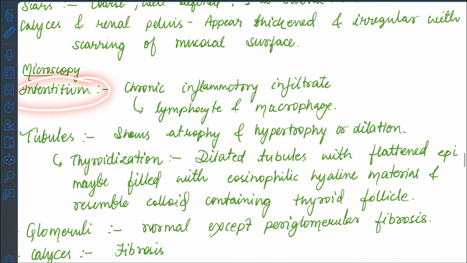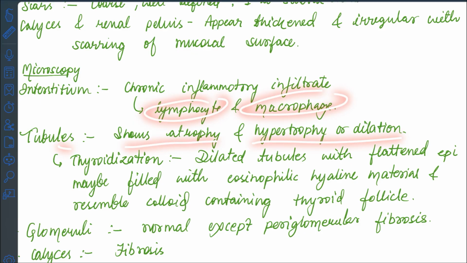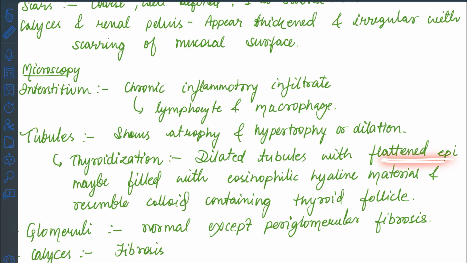Microscopic features: in the interstitium, there is infiltration of chronic inflammatory cells. The chronic inflammatory cells involve lymphocytes and macrophages. The tubules show atrophy and hypertrophy or even dilation. So there is thyroidization seen here. What do we mean by thyroidization? The tubules which are dilated, the epithelium gets flattened, and they also may get filled with eosinophilic hyaline material and resemble a colloid containing thyroid follicle.